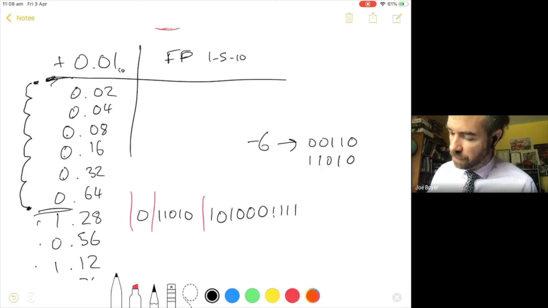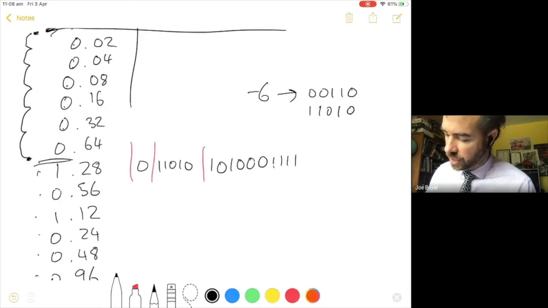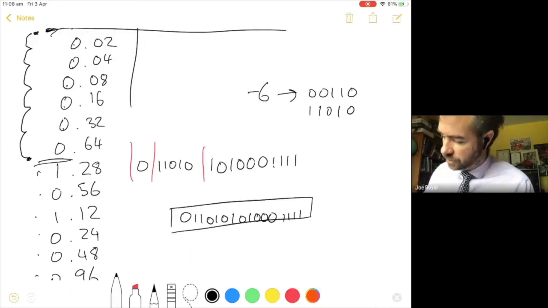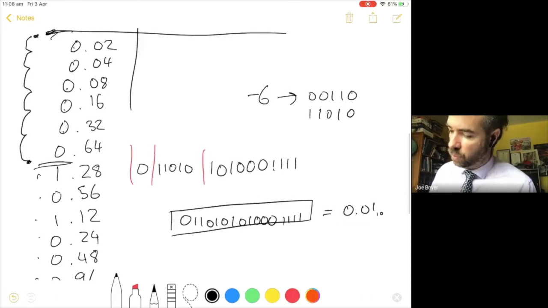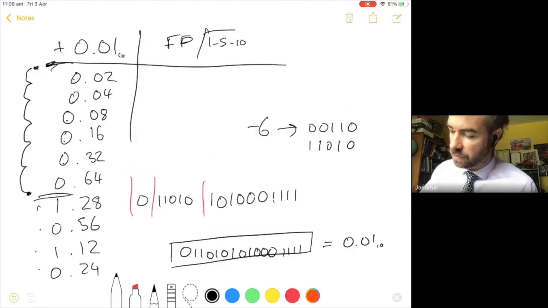And so that string of numbers, if I just take out the red lines and write it all as one string, 0, 1, 1, 0, 1, 0, 1, 0, 1, 0, 0, 0, 1, 1, 1, 1, that number there is positive 0.01 in this 1, 5, 10 notation.